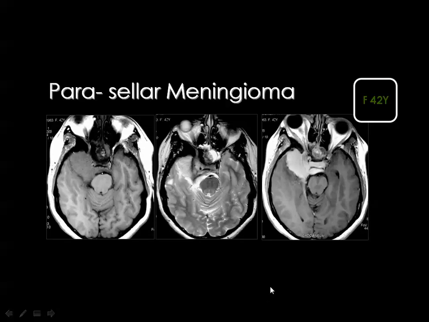Then meningioma can occur anywhere inside the cranium based to the dura, and this is one of the common lesions in the parasellar area or the cavernous sinus area. The parasellar meningioma shows intermediate signal in the T1, a relative increased signal in the T2, and homogeneous post-contrast enhancement.